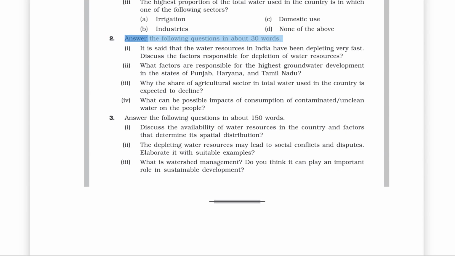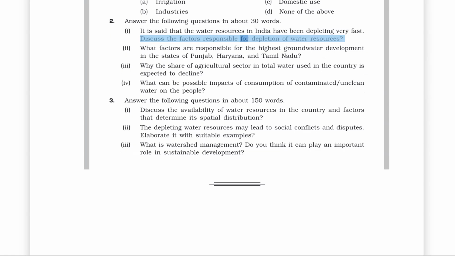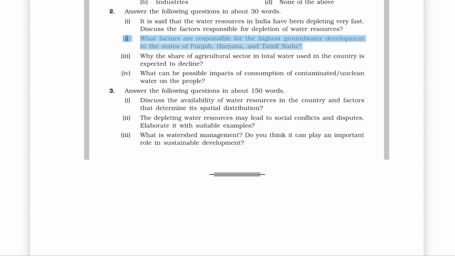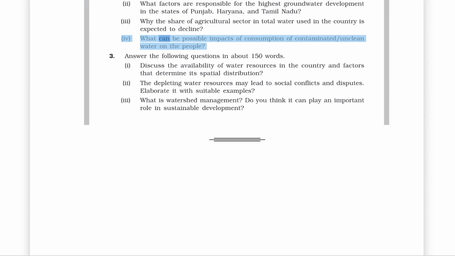2. Answer the following questions in about 30 words. 1. It is said that the water resources in India have been depleting very fast. Discuss the factors responsible for depletion of water resources. 2. What factors are responsible for the highest groundwater development in the states of Punjab, Haryana, and Tamil Nadu? 3. Why is the share of the agricultural sector in total water used in the country expected to decline? 4. What can be possible impacts of consumption of contaminated or unclean water on the people?